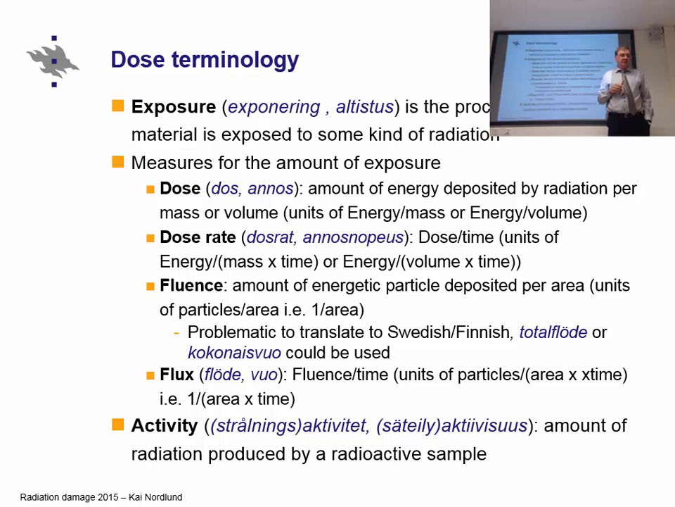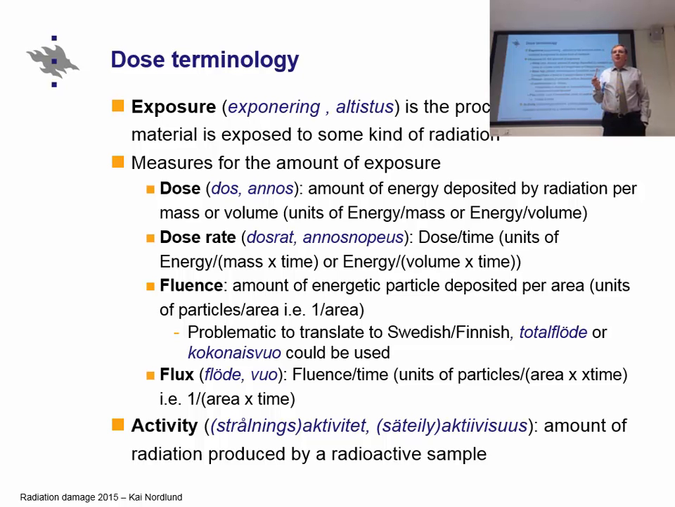And more about doses. These are more specific terms and also important to know. First of all, exposure means a material which is exposed to some kind of radiation and tells that there has been an exposure, that is, the material has been subject to the radiation. And these are the measures for the amount of exposure. And these four in bold are the standard most important ones. First one is dose. It's the amount of energy deposited by radiation per mass or volume. And this is specifically the amount of energy.